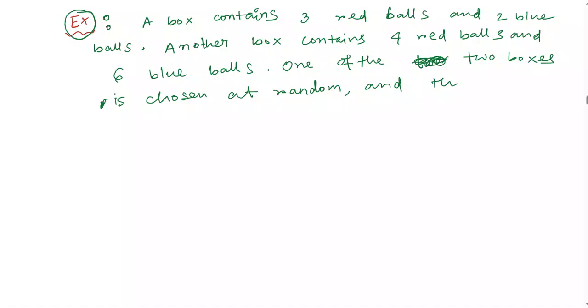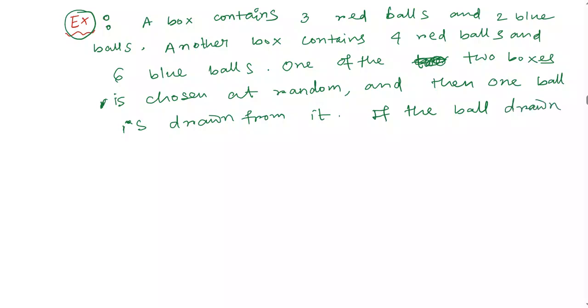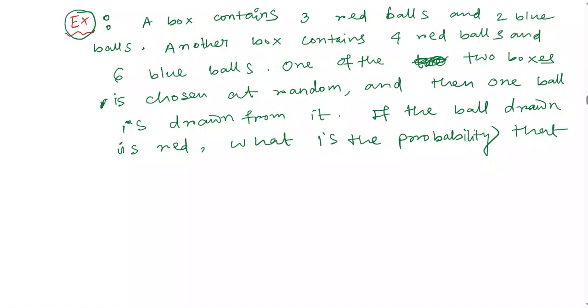And then one ball is drawn from it. If the ball drawn is red, what is the probability that it can come from the first box? Important problem, easy problem at all.